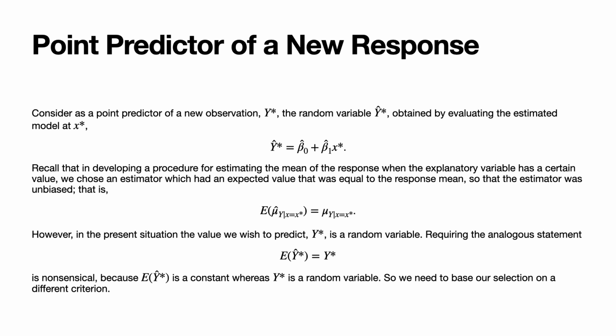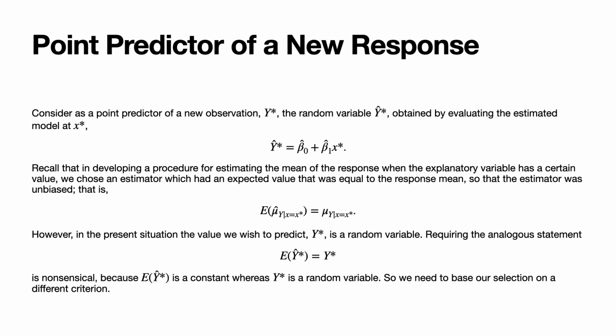Now recall that in developing a procedure for estimating the mean of the response when the explanatory variable has a certain value, we chose an estimator which had an expected value that was equal to the response mean, so that the estimator was unbiased. That is, the expected value of our estimator, mu hat sub y given x equal to x star, is equal to the mean that we are trying to estimate, mu sub y given x equal to x star. However, in the present situation, the value we wish to predict, y star, is not a constant but a random variable. Requiring the analogous statement, which would be the expected value of our predictor, y hat star, being equal to y star, doesn't make any sense because the left-hand side, the expected value of y hat star, is a constant, whereas y star, the right-hand side, is a random variable.